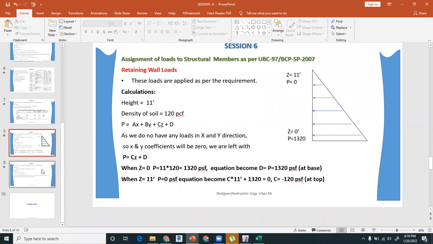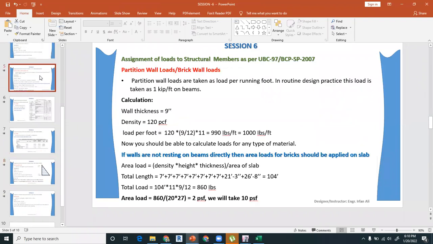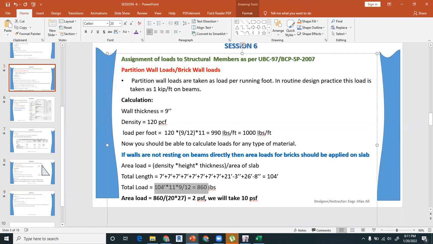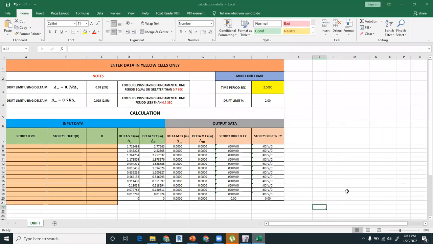Another student asked about the calculation for the brick load, that how did we calculate this 860 pound, right? This question was asked by Hassan Ali. So this is the total length of the walls we have calculated. Like this, we have summed all of these lengths, and this is the height of the story. This is in feet, and this is 9 inches. So we have converted these 9 inches into feet. So we have divided this by 12. You can do this in a calculator, or you can do it in an Excel sheet. So let me do it quickly for you.